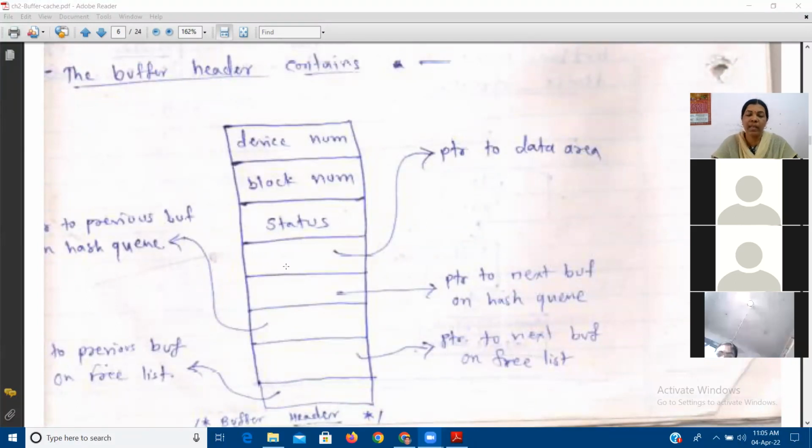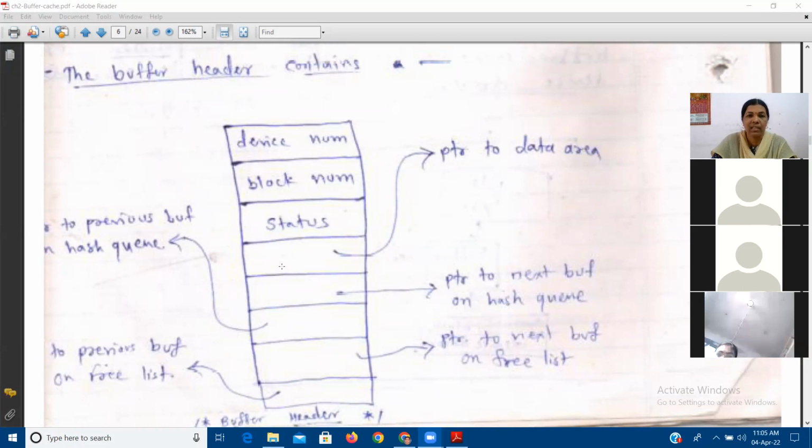We are discussing the point buffer header. Under buffer header, draw this diagram. Mostly this diagram is asked for a short note. Write a short note on buffer header, or they will ask you to explain the fields of buffer header in detail, maybe for 5 marks or 6 marks.